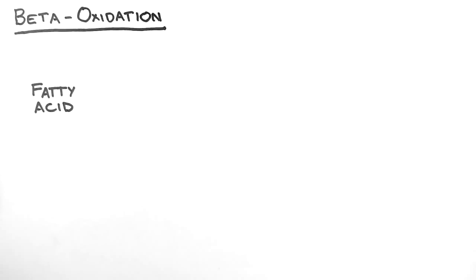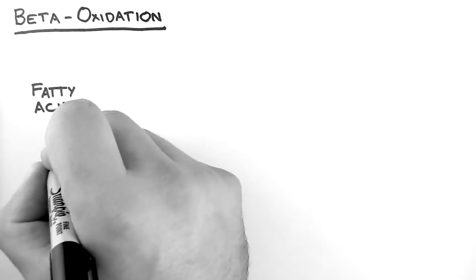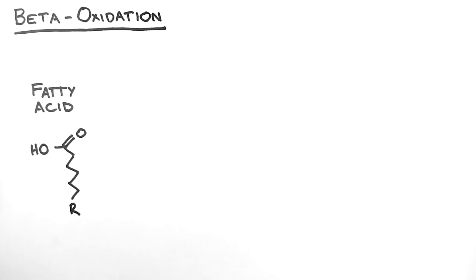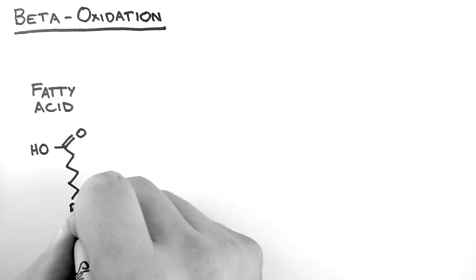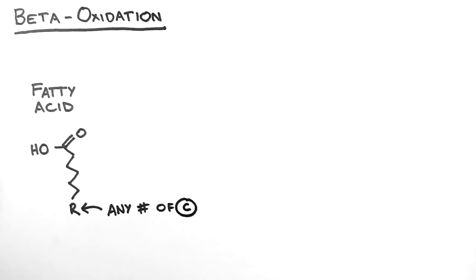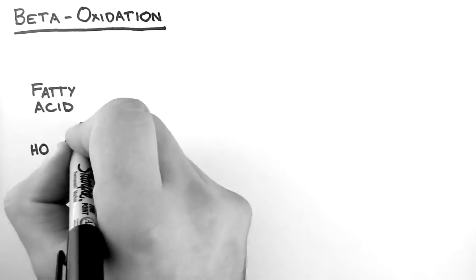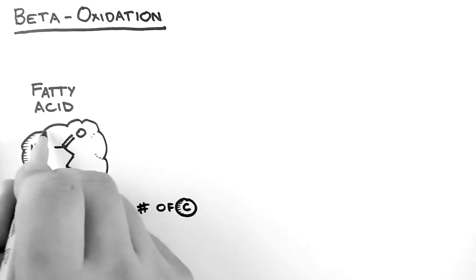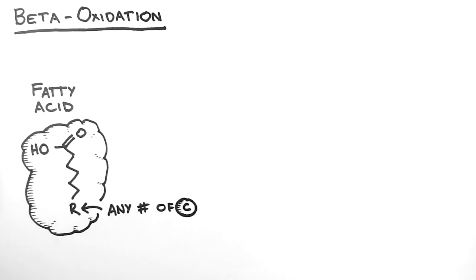First of all, let's see what a fatty acid looks like. In its simplest form, fatty acids have a carboxylic acid group with a long chain of carbons hanging down off it. This R represents any amount of extra carbons that could be hanging off the carboxylic acid. So these fatty acids come from the fats in our diet, and they are a great source of energy. You'll see why in a moment. But first of all, they need activating and transporting into the mitochondria.